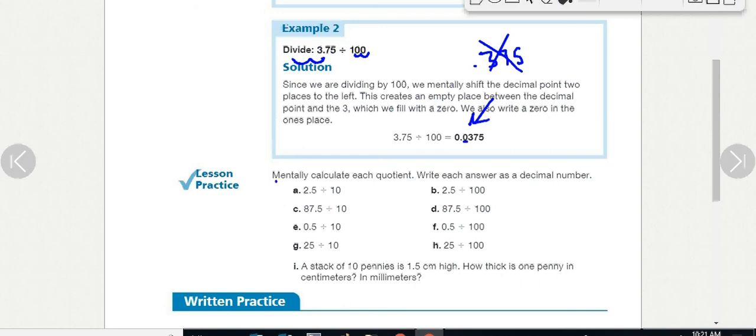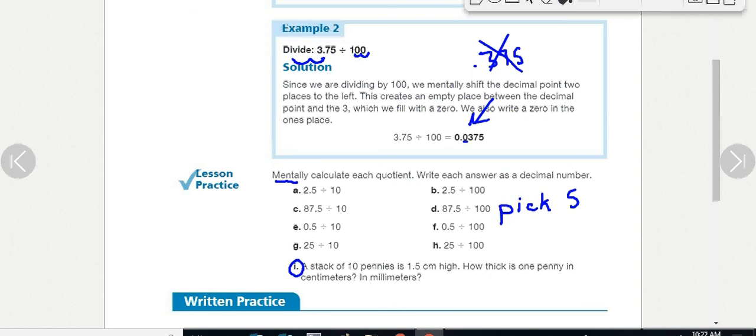So you're going to do this all mentally, okay? I actually don't want work. I want to see you configure this by the jumping spots. Count the number of zeros. Write each answer as a decimal, not a fraction. A decimal number. Pick 5. These are mental. Let's get mental today. Pick 5 of these, and of course, do letter I.